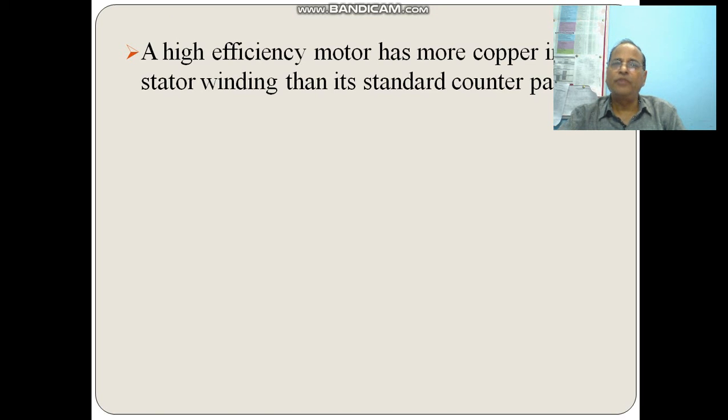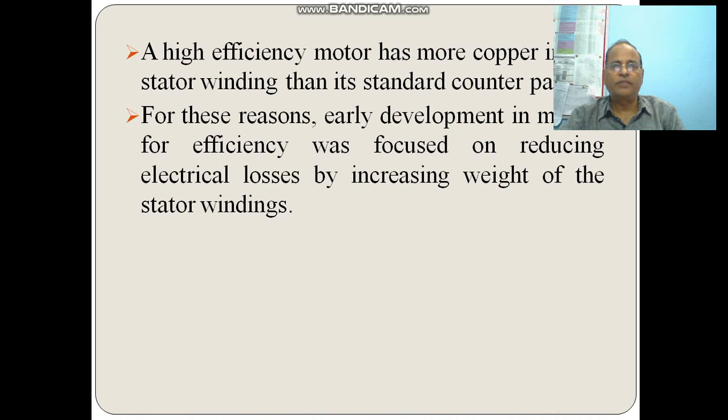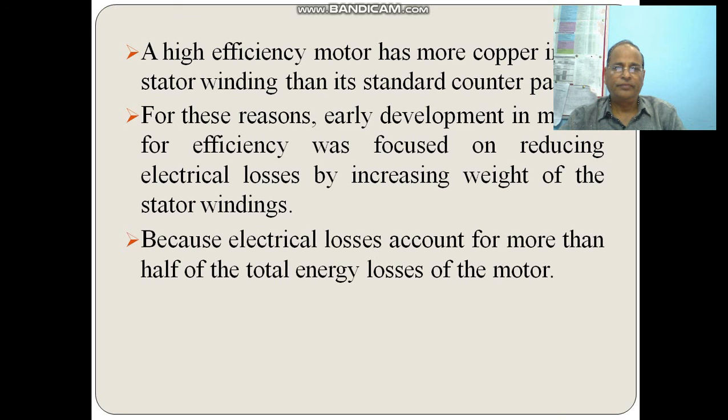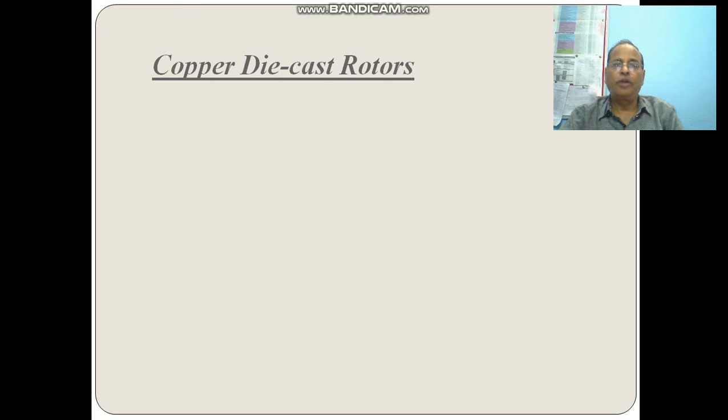A high efficiency motor has more copper in the stator winding than its standard counterpart. For these reasons, early development in motors for efficiency was focused on reducing electrical losses by increasing the weight of the stator winding. Because electrical losses account for more than half of the total energy loss of the motor, and stator loss accounts for around two thirds of the electrical losses. Copper die cast rotors we will discuss later.